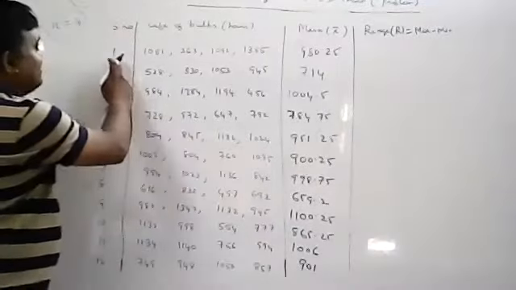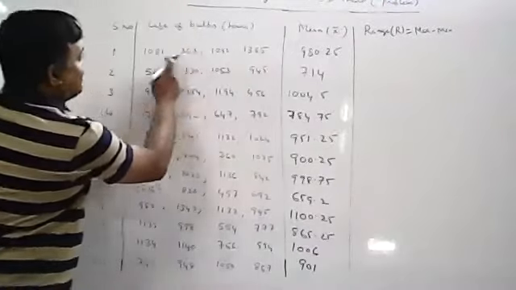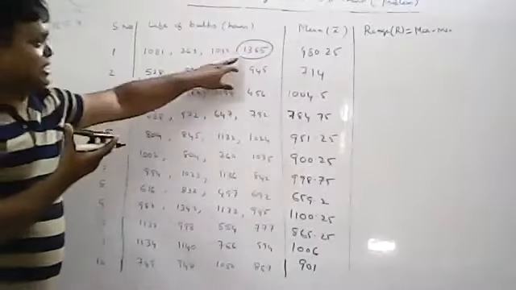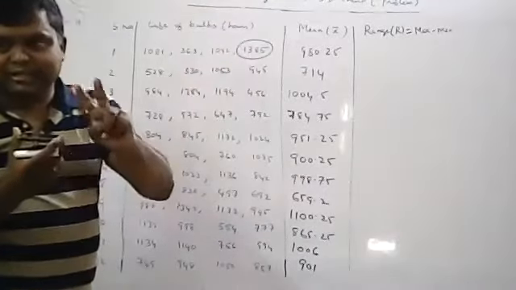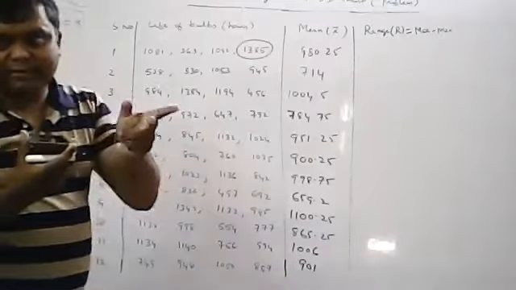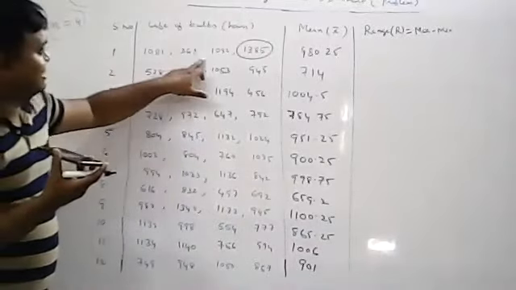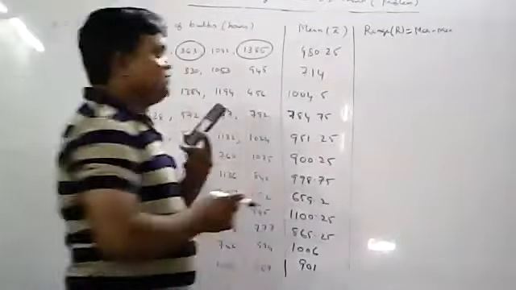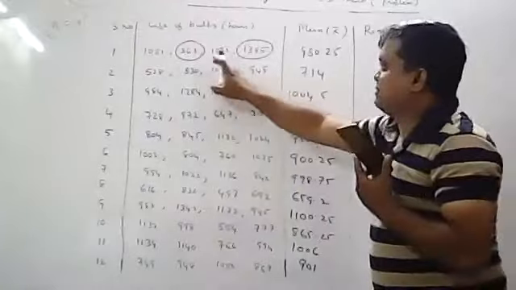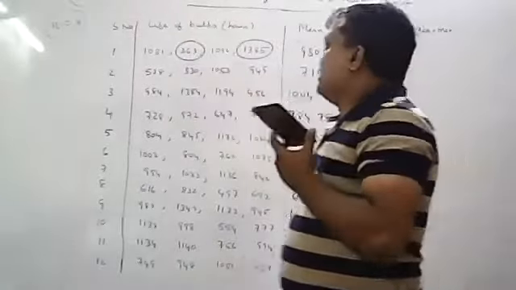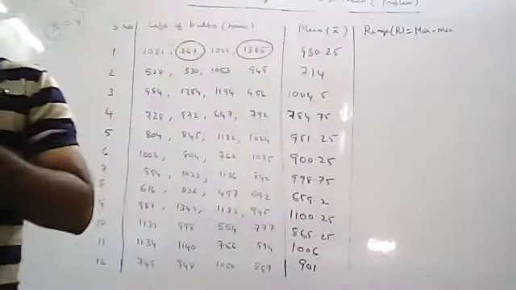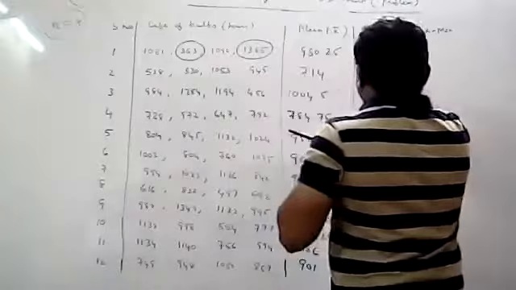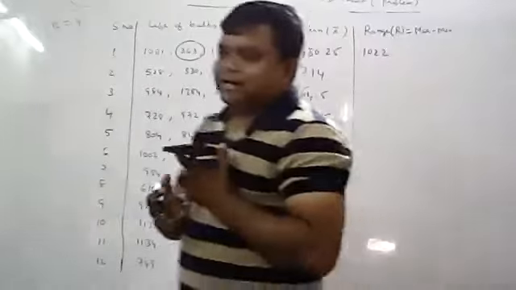So maximum value. See this one. First sample. What is the maximum value you have? 1385. Just identify the maximum value. Suppose two 1385s are there, any one value you can identify. Okay, now go for the minimum value. What is the minimum value? 363. Now what is the range formula? Maximum minus minimum: 1385 minus 363. Yeah, 1022. Correct. Now you can calculate the remaining values.